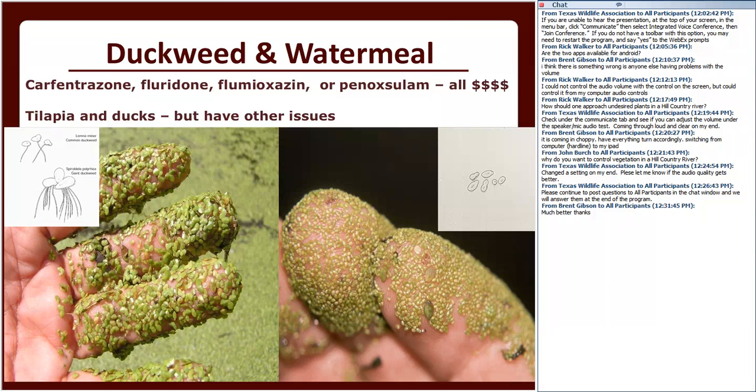Now, flumioxazine, on the other hand, is a contact herbicide, and so when you spray, it's very difficult to get all of these cells because they are so small, and the herbicide itself has to come into contact with each and every one of these plants in order to kill it.